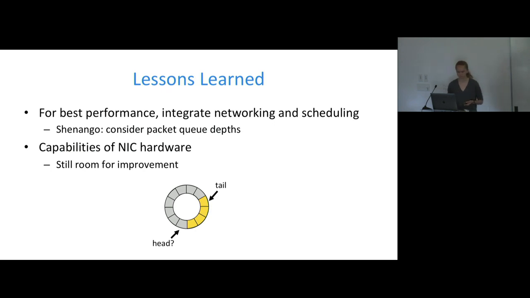Similarly, with the most straightforward method of creating flow steering rules in our NIC, reprogramming them is too slow. So we had to implement our flow steering rules very carefully in order to make sure that we could reprogram them quickly.